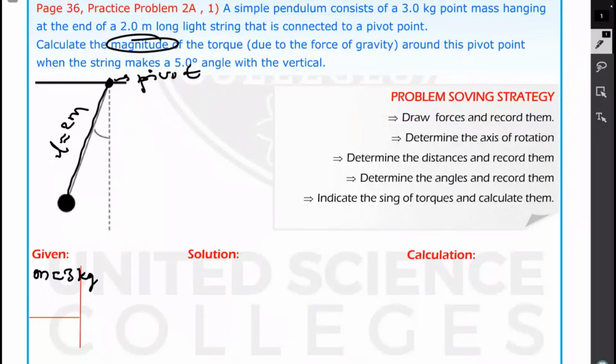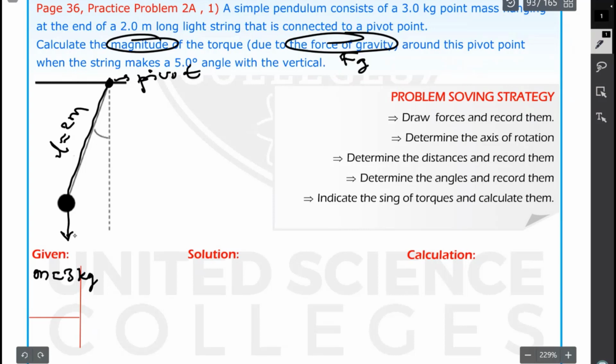We calculate the magnitude of the torque due to the force of gravity. The force of gravity is Fg, so there must be a force acting on this point mass. You know that Fg is always acting down toward the center of the Earth. We are going to calculate the torque because of this force around this pivot point when the string makes a 5 degrees angle with the vertical. That angle is given as 5 degrees.